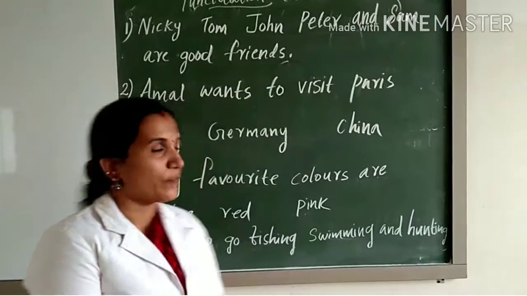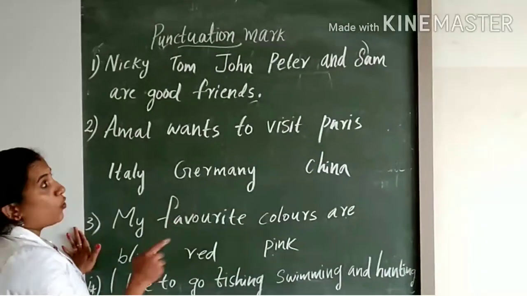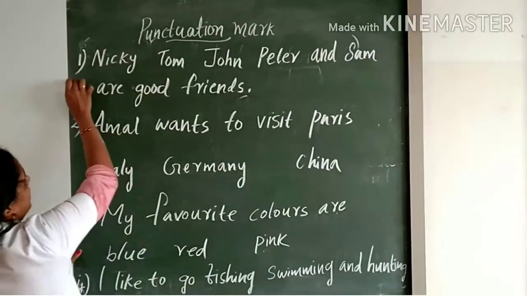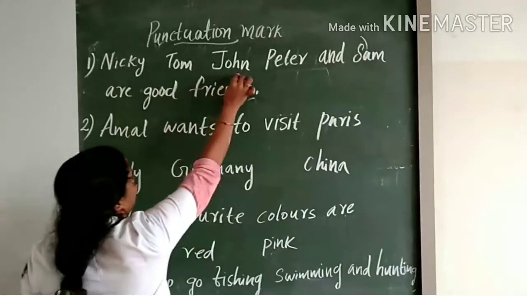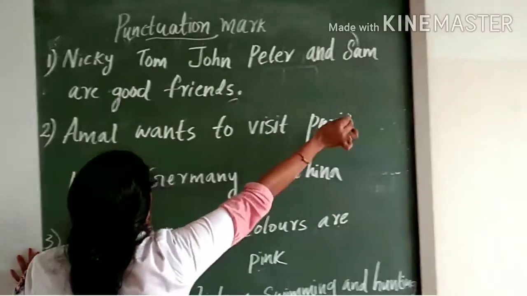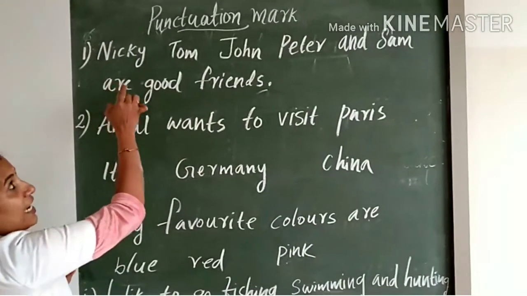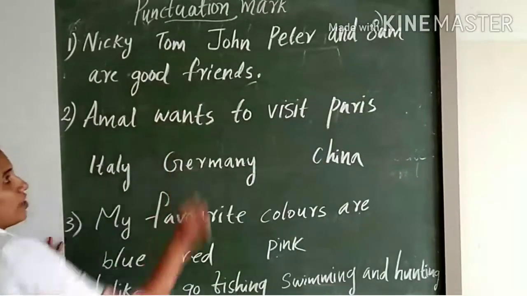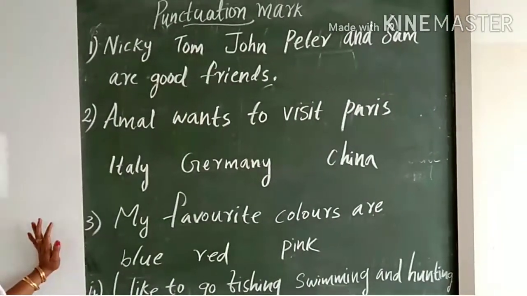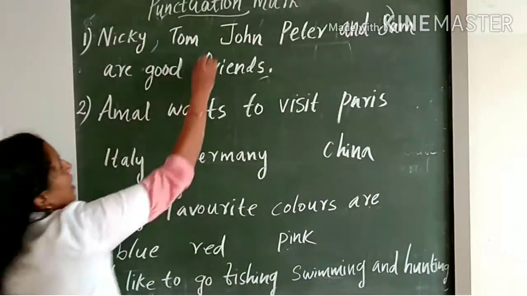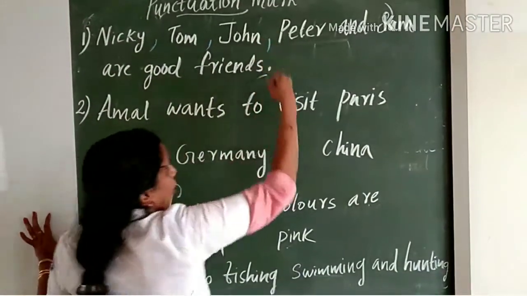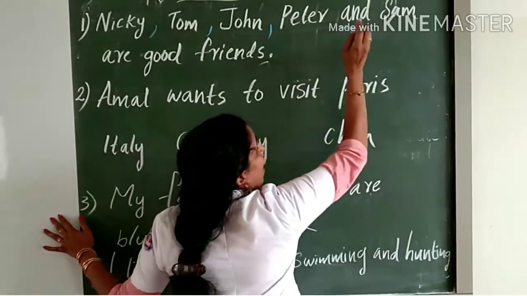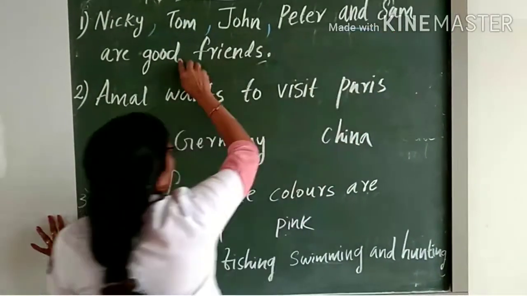Okay? Listen carefully. You need to put the comma and the and also. The first sentence: Nikki, Tom, John, Peter and Sam are good friends. Where do we put the commas? Nikki, Tom, John, Peter and Sam. Here we use and before the last item in the list.